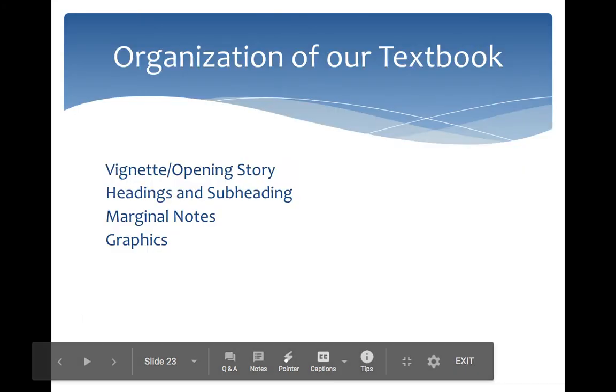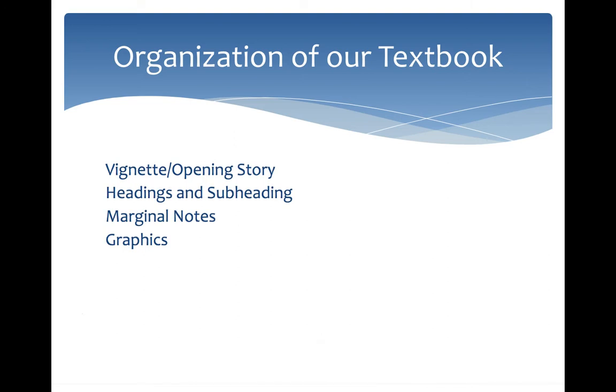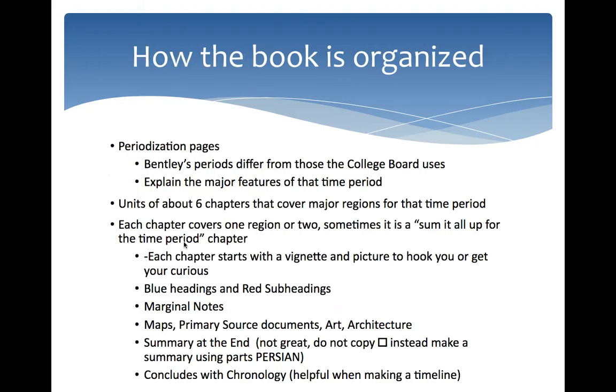There are different kinds of books that are used throughout the country. There's Bullet, there's Strayer, but the way our book is organized, it's very narrative, and it usually goes by region, but it discusses the themes. There's always a vignette or an opening story meant to hook you or get your attention. Then it's organized by headings and subheadings. This is for each chapter. There are marginal notes, there are graphics, so I'm going to introduce you to that.